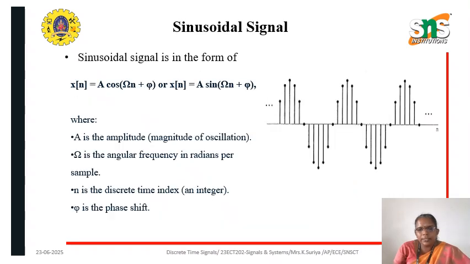Next one is sinusoidal signal. So sinusoidal signal is given by say a cos of omega n plus phi or a sin of omega n plus phi, where a is the amplitude or magnitude of the oscillation, omega is the angular frequency which is in radians per sample, n is the discrete time index which is an integer value, and phi is the phase shift. So sinusoidal signal in discrete time is shown here in the diagram.